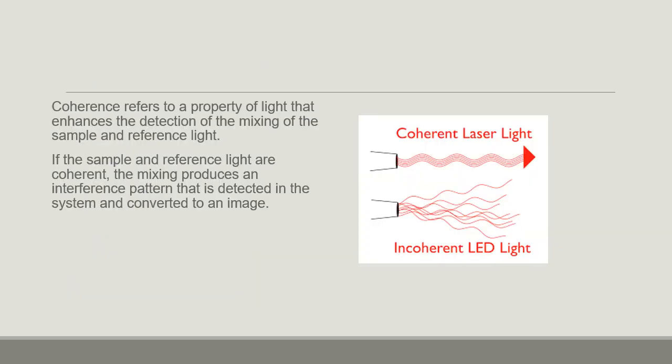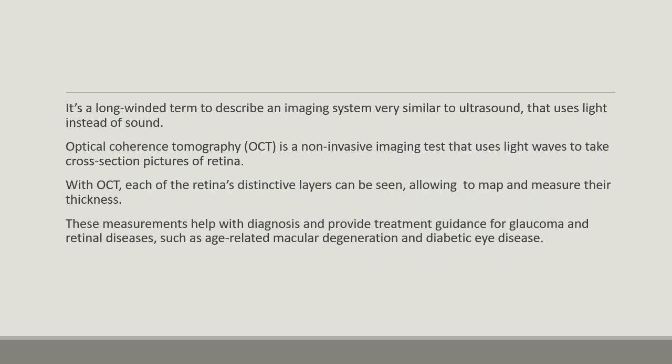Here I am describing what the word coherence means. It is the property of light. It detects the light waves which are similar to each other, and consistent with each other, and it forms a sharp waveform, as we can see here the coherent light waves, and here the incoherent light waves.